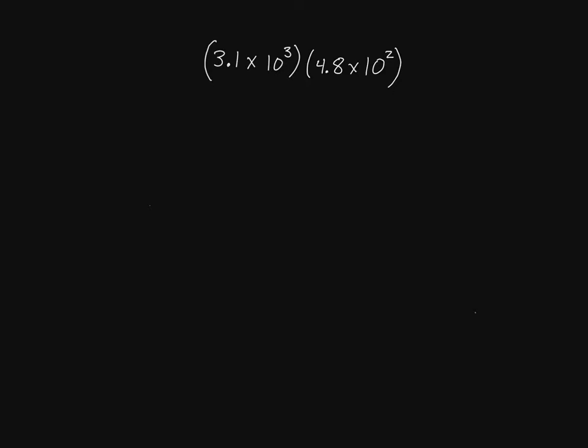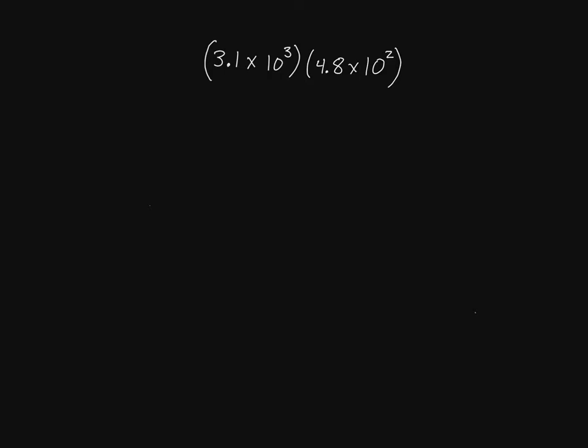This video will cover how to multiply and divide numbers that are in scientific notation. Now, to begin, we need to remember the associative and commutative property of multiplication. The associative property allows you to put or remove parentheses as long as the numbers are being multiplied, and the commutative property allows you to move terms around.